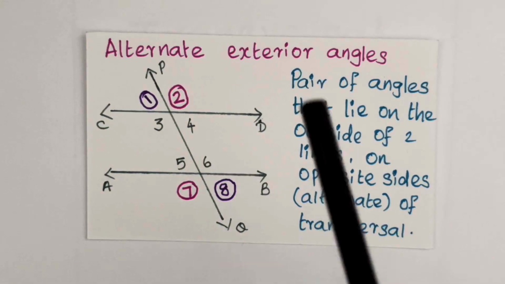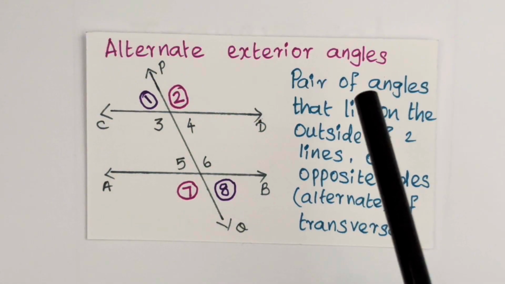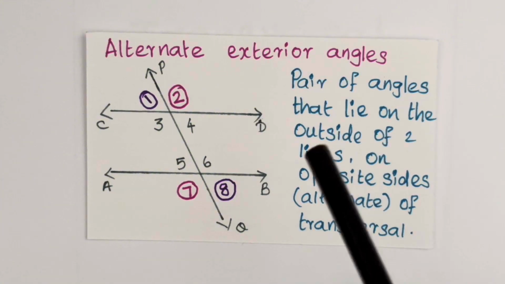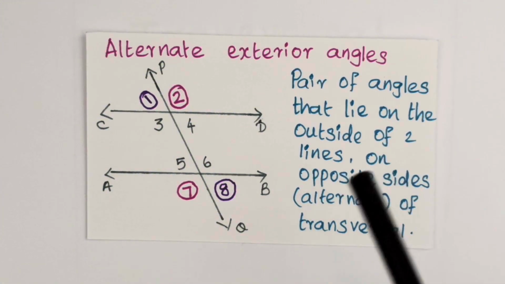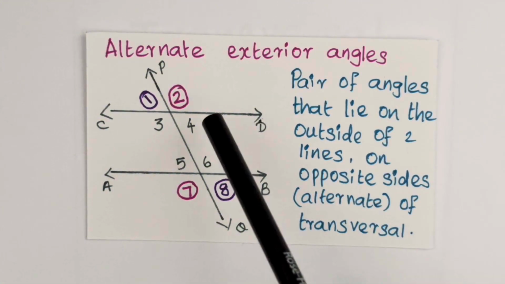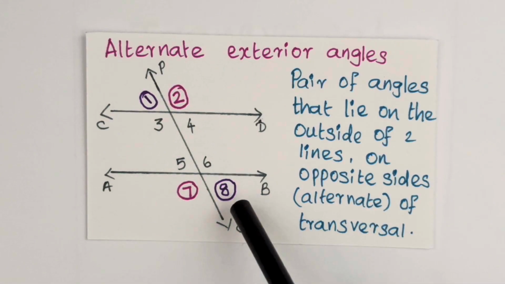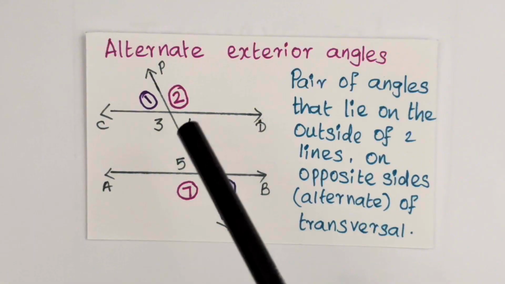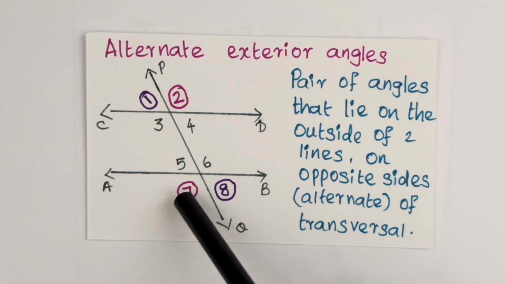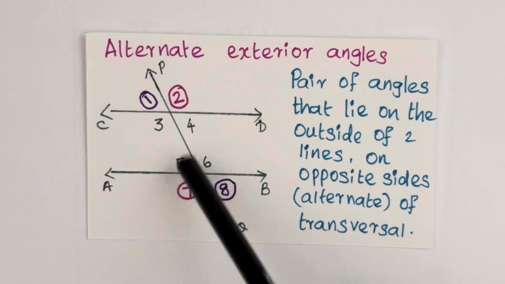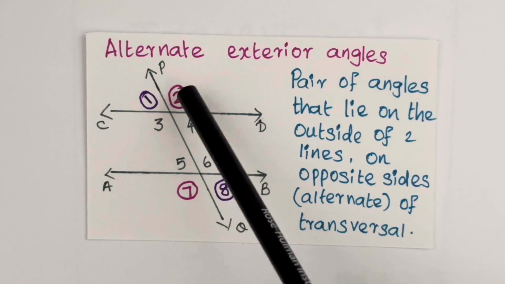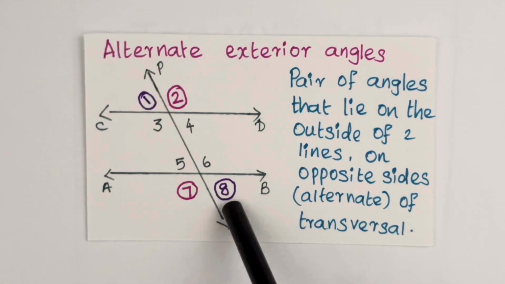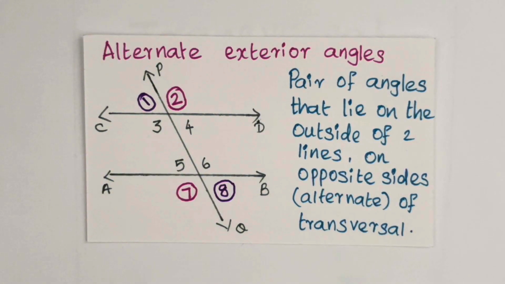Our next angle is the alternate exterior angle. It is a pair of angles that lie on the outside of the lines, on opposite sides. Here 1, 2, 7, 8, all 4 angles are exterior angles. But alternate exterior means they lie on opposite sides. 2 and 7 are alternate exterior angles, and 1 and 8 are alternate exterior angles.